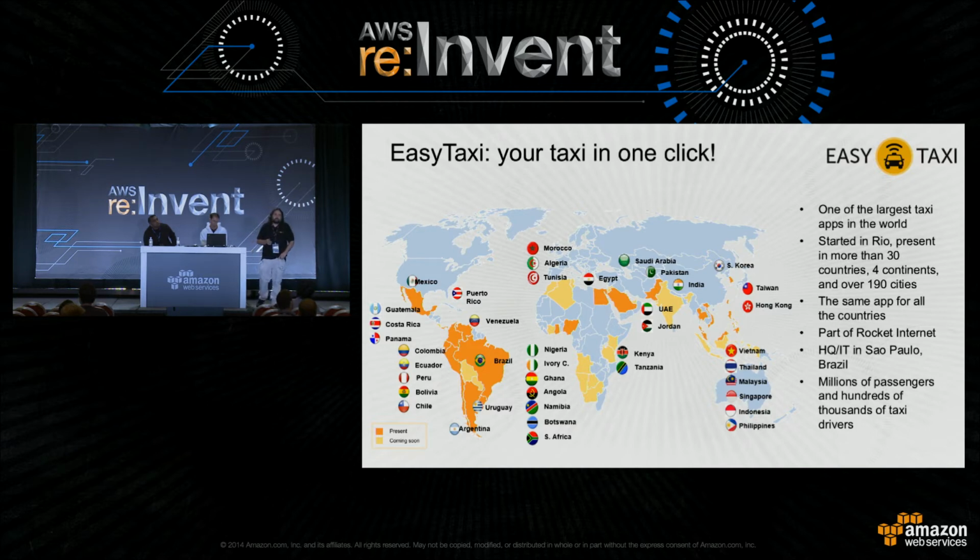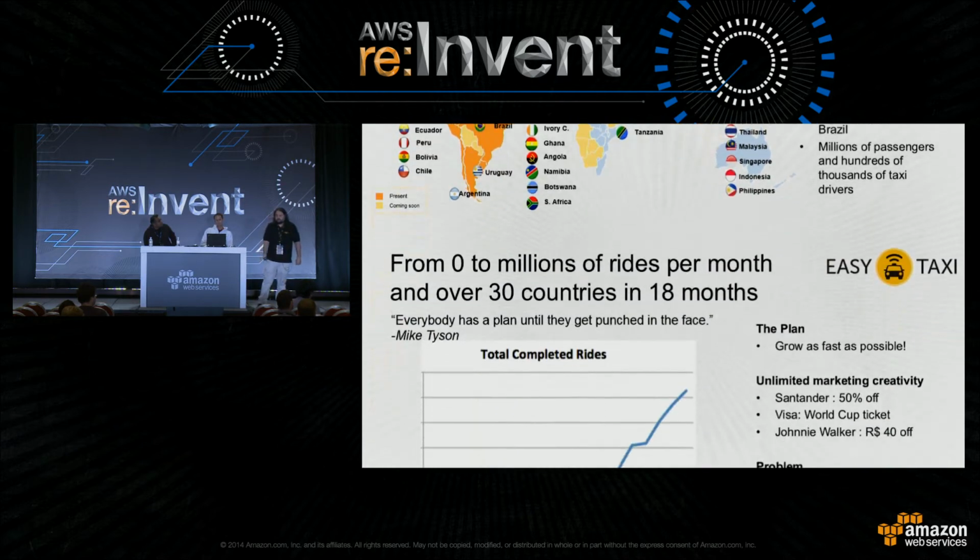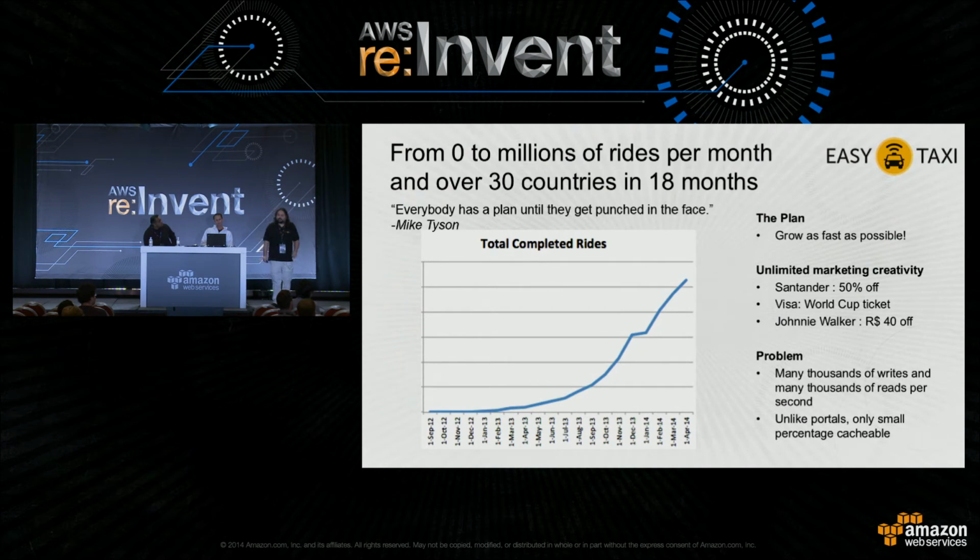We have millions of passengers. We have 15 million downloads, and we have thousands of drivers. We have 350,000 drivers on our system. We went from 0 to millions of rides a month in over 30 countries in 18 months after we closed the deal with Rocket. And there's this sentence that I like to mention.